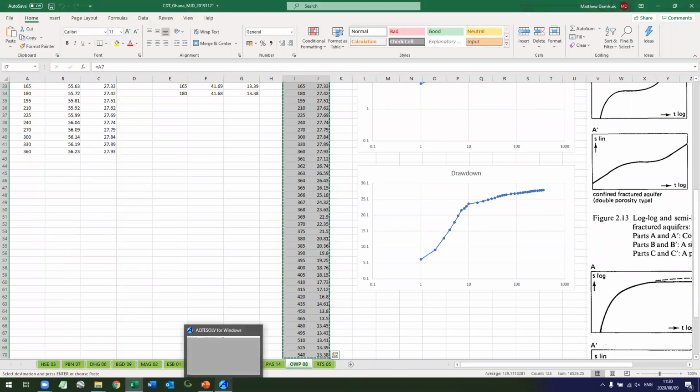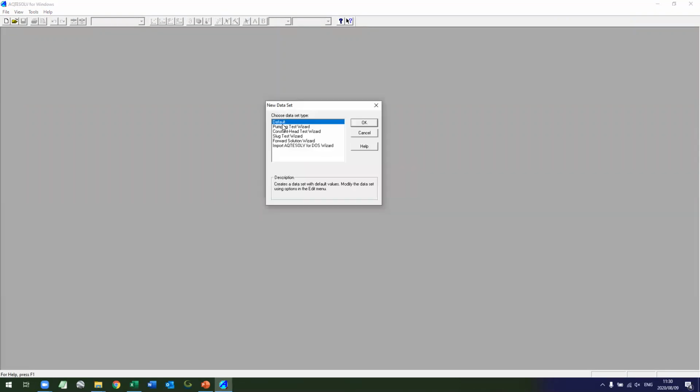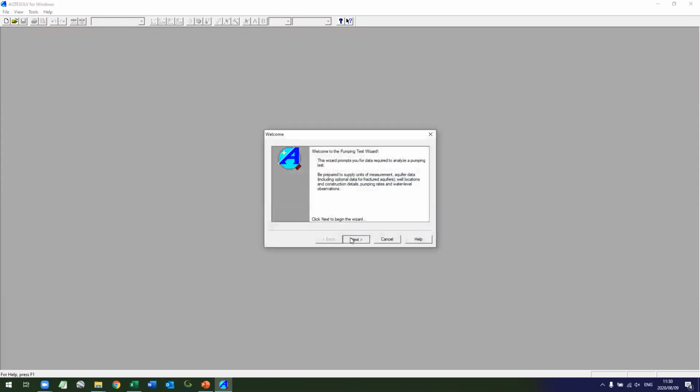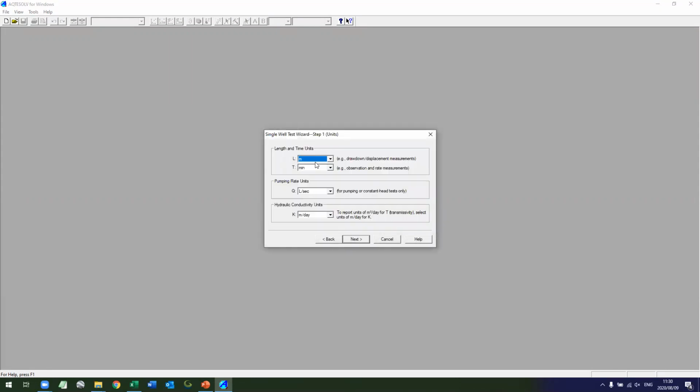and then go to Aquifer Solve. Start a new project, pumping test wizard, single well test. We've only measured drawdown in my pumping well. Go through, make sure my length and time units are meters and minutes. My pumping rate I've measured in liters per second. And then in order to get my transmissivity in meters squared per day, I need to define my conductivity as meters per day.